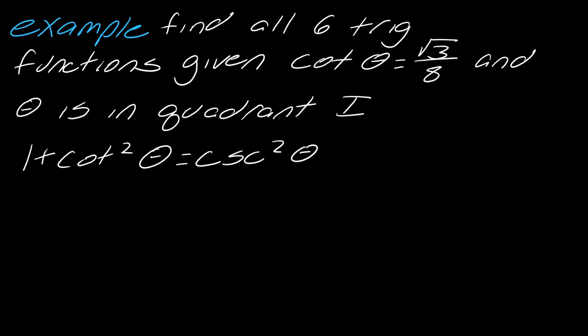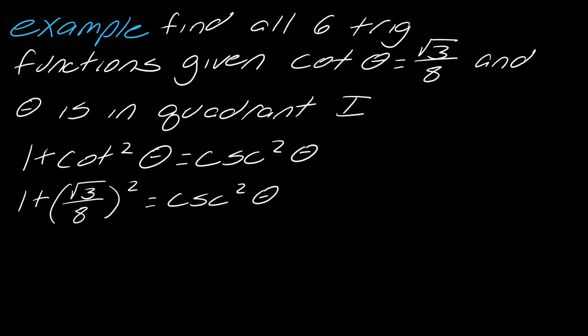So first I'm going to just use one of the Pythagorean identities. So I'm going to use a different one. 1 plus cotangent squared theta equals cosecant squared theta. There's more than one way to kind of approach this, but this is the way I want to use those identities. So this is the way I'm going to go.